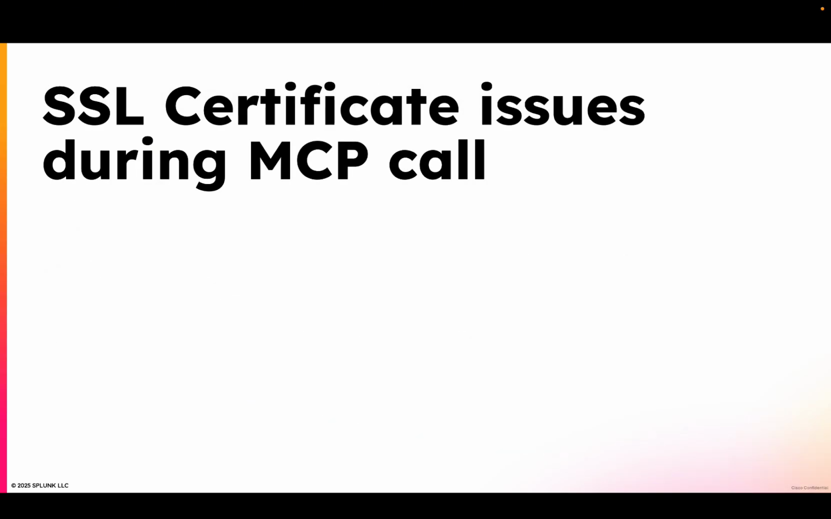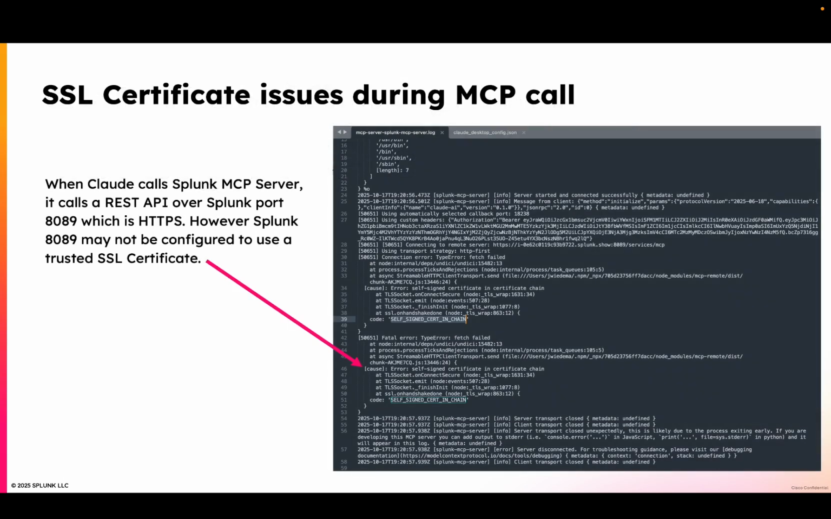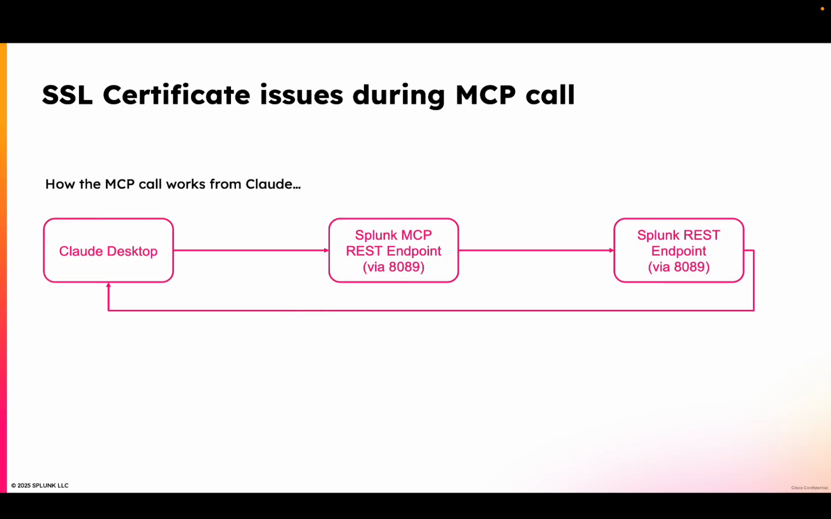Okay, so another fun one that we have seen is this SSL certificate issue during an MCP server call. If your call fails, you might see something in the UI, but if you open up your Claude server logs, you are going to see something like an error caused by a self-signed cert in the chain. This is almost certainly what you're going to see if you have this SSL certificate problem, and then we have to go fix it. Okay, so why is this happening?